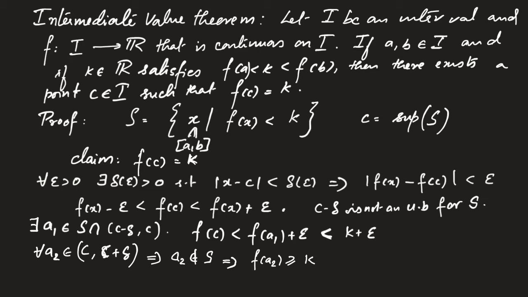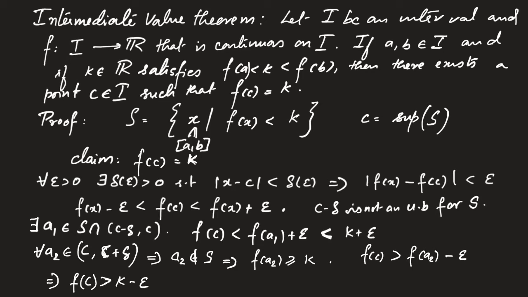Okay, and we know from the inequality for continuity that f of c is greater than f of a2 minus epsilon, which implies that f of c is greater than k minus epsilon.